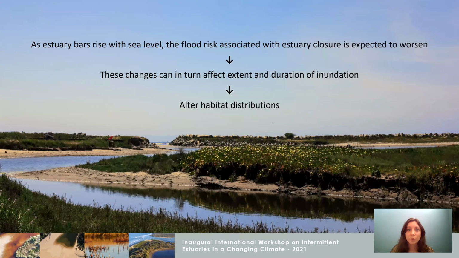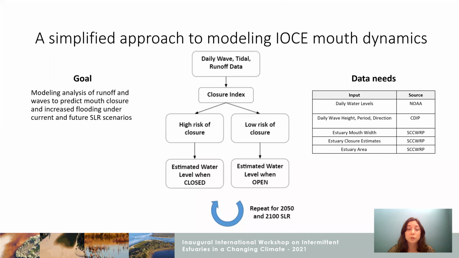Some of the reasons that we wanted to consider mouth dynamics in our regional model is because there is uncertainty in predicting how estuary mouths may behave in the future. But we know that any changes to the extents and durations of inundation within these estuaries could have a significant impact on wetland habitat distributions. So for this mouth dynamics component of our model, we wanted to gauge the probability of changing mouth states in these IOCEs and similar archetypes, and what those changes would mean to water levels within each estuary.